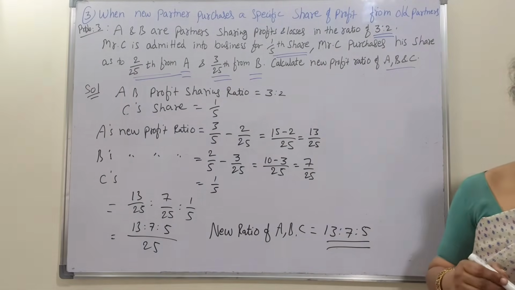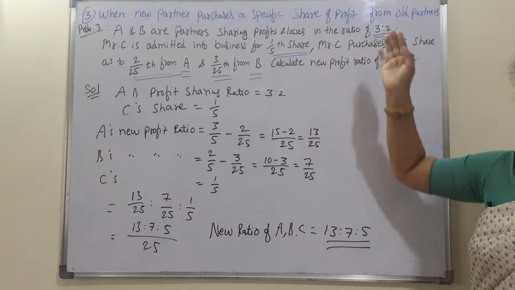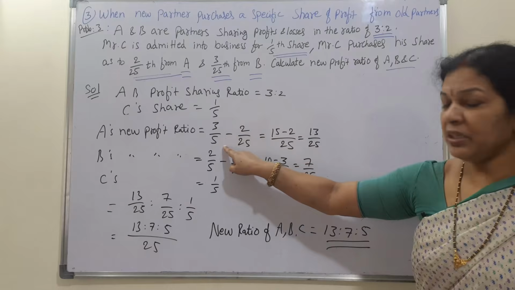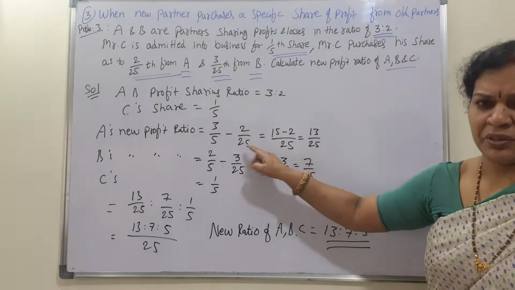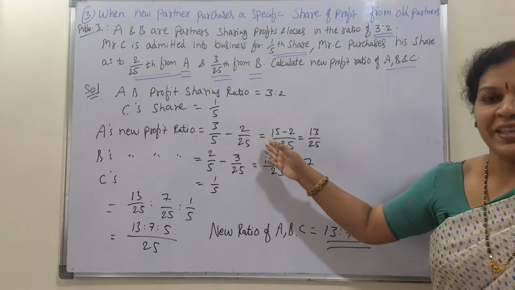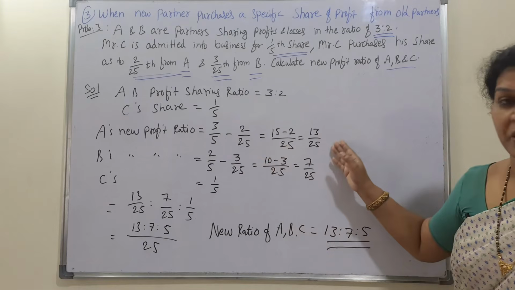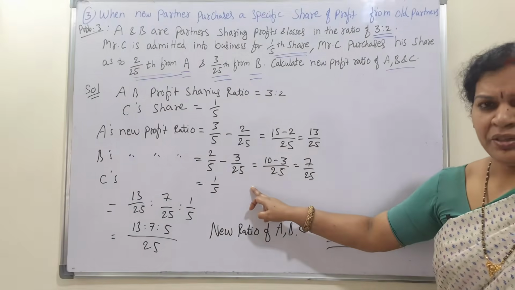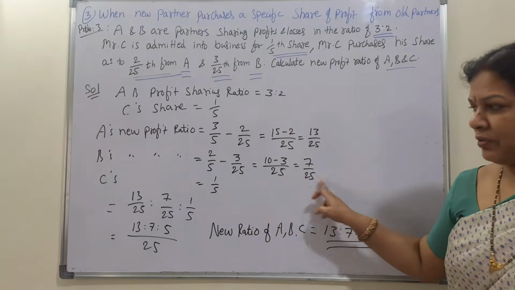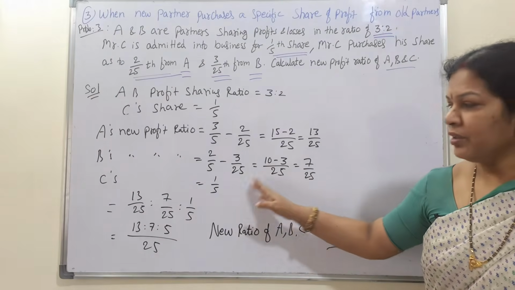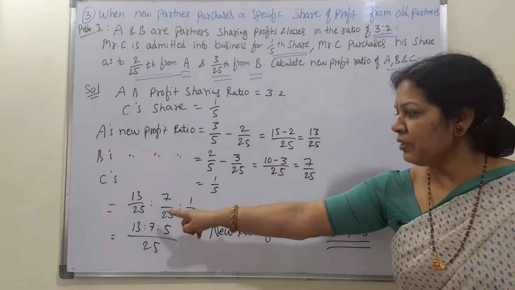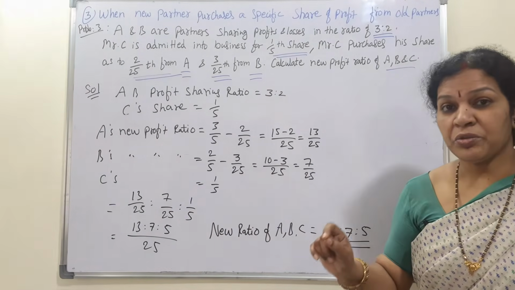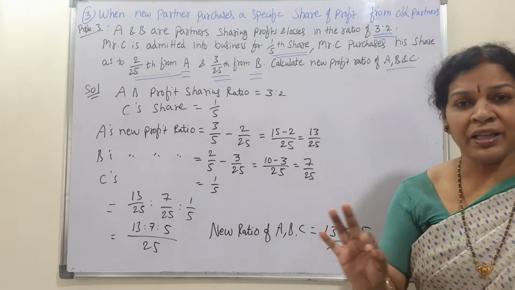So what is the old ratio? You have to remember, old ratio is 3:2. And how much are they giving out of this? Old one is 3/5, and he is giving 2/25. That is why we have deducted. From this he has given this much. Leftover is 13 by 25. For B also, out of 2 by 5 he has given 3 by 25. Now leftover is 7 by 25. C's is 1 by 5 only. So if you want to make it equal, 13 by 25 is to 7 by 25 is to 1 by 5. If you take LCM, you got it, 13:7:5. Simple calculation, nothing to worry.